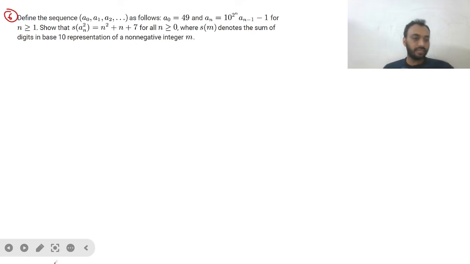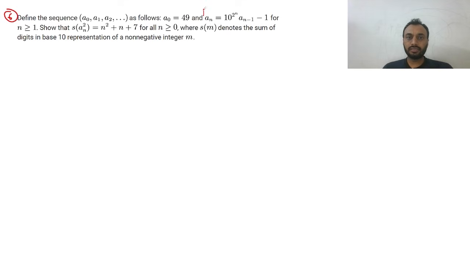Hi guys, so let's see question number 6 of RMO 2025 KV. In this question we are given a sequence A0, A1 and so on. A0 is 49 and An is related to An minus 1 in this form, for n greater than or equal to 1. Show that the sum of digits of An squared is n squared plus n plus 7 for all n greater than or equal to 0, where Sm denotes the sum of digits in the base 10 representation of a non-negative integer m. So here Sm represents the sum of digits.